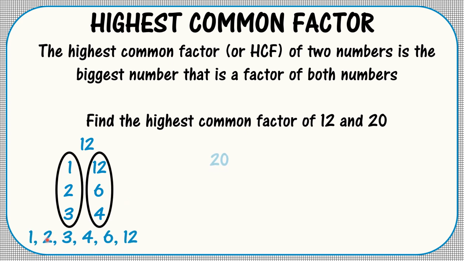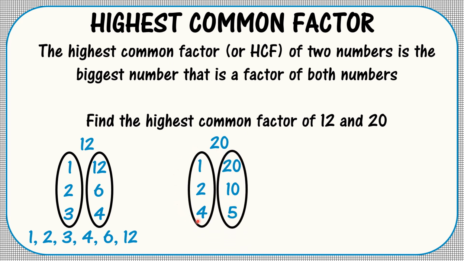We'll do the same for the factors of 20. 1 times 20. Then go to the next number. Does 2 go into 20? Yes, it does. 2 times 10. Does 3 go into 20? No, it doesn't. Does 4 go into 20? Yes, it does. 4 times 5. Does 5 go into 20? Yes, it does, but because we've already written 5, we know that these are all of the factors of 20.